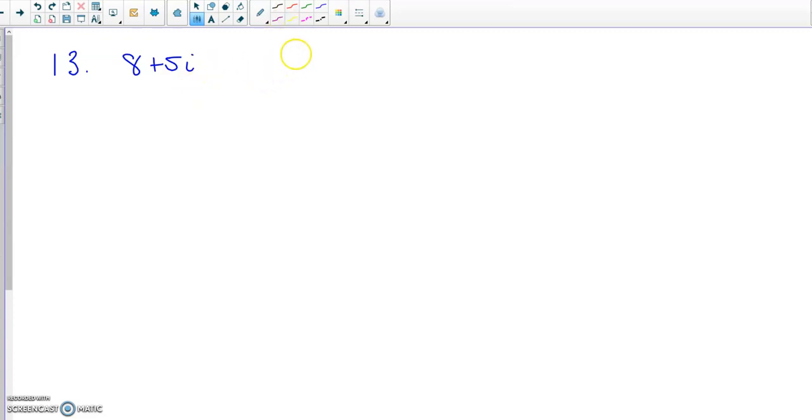Okay, so part A, the conjugate. That's an A, by the way. So you're just changing the sign in the middle. Okay, and then we've got to do that polar form. So we're going to find our magnitude like we did before. So 8 squared plus 5 squared, and we get the square root of 89.